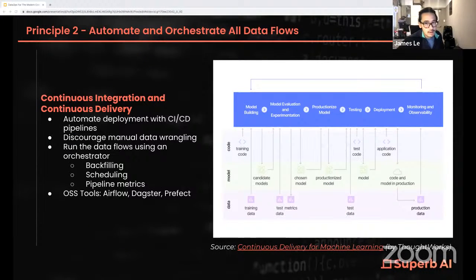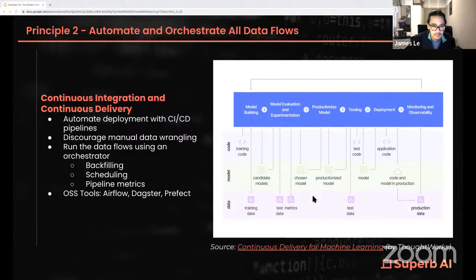The second principle is to automate and orchestrate all data flows from the initial data source to final deployment. In practice, you want to automate your deployment with a CI/CD pipeline, and then discourage any kind of manual data wrangling. The best way to go about this is to run your data flows using an orchestrator for tasks such as backfilling, scheduling, and gathering pipeline metrics. There are a couple of well-known open source tools that can help you with the orchestration tasks that I put here in the slide, including Apache Airflow, Dagster, and Prefect.